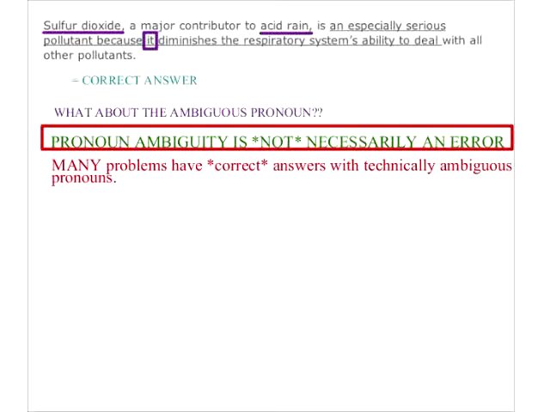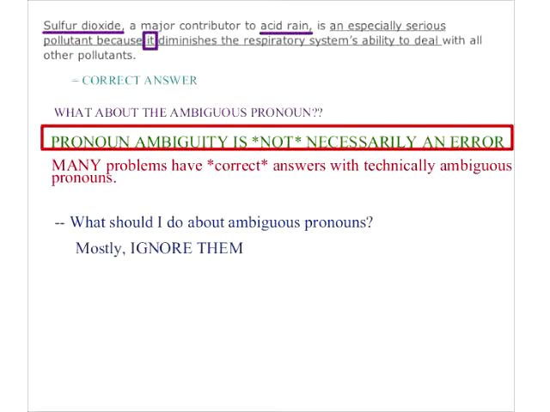So the question is, what should I do about ambiguous pronouns? The answer is mostly ignore them. Don't really pay attention. It's not an elimination. With one exception, see the next slide, which we'll do in a second.